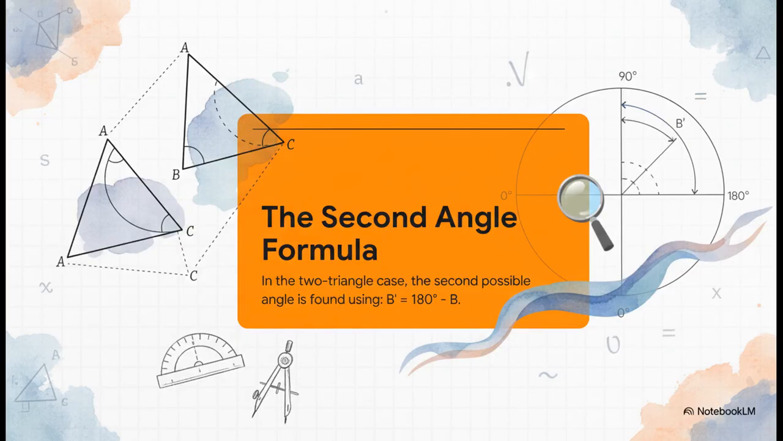And when you do run into that 2 triangle situation, how do you find that second angle? It's actually super simple. The key is this one little formula right here. The second possible angle, let's call it B prime, is just 180 degrees minus the first angle you found. That's it. Let's see how that plays out.